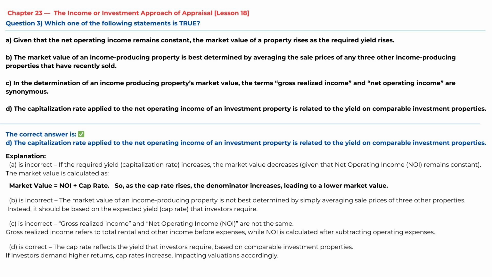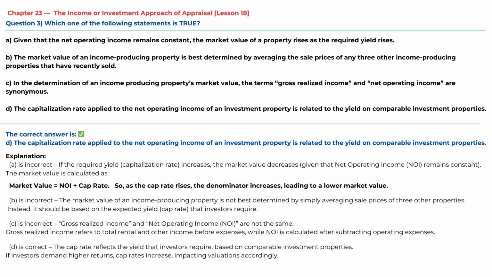C. In the determination of an income-producing property's market value, the terms gross realized income and net operating income are synonymous. Incorrect. Gross realized income and net operating income, NOI, are not the same.